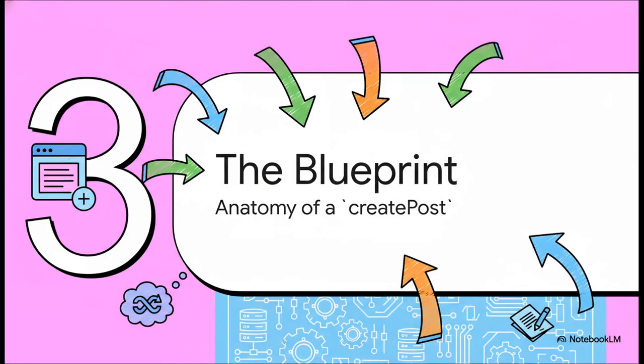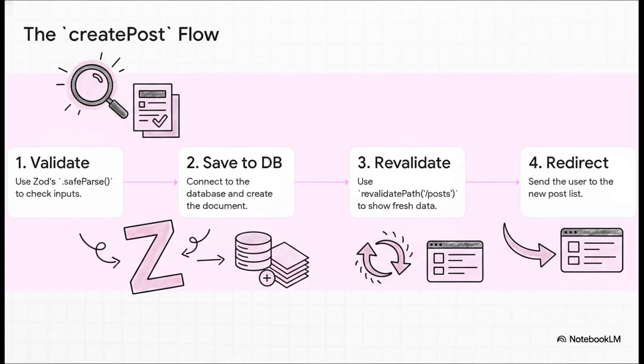All right, theory is great, but let's see how this all actually comes together in practice. We're going to walk through the blueprint of a super common server action, creating a new blog post. Okay, so here's the typical flow, the game plan. First, you validate the incoming form data with Zod. If everything looks good, you then save it to your database. Then, and this part is critical, you tell Next.js to revalidate the cache for the posts page, so it fetches the new data and the page actually updates. And finally, you redirect the user over to that page to see their new post.